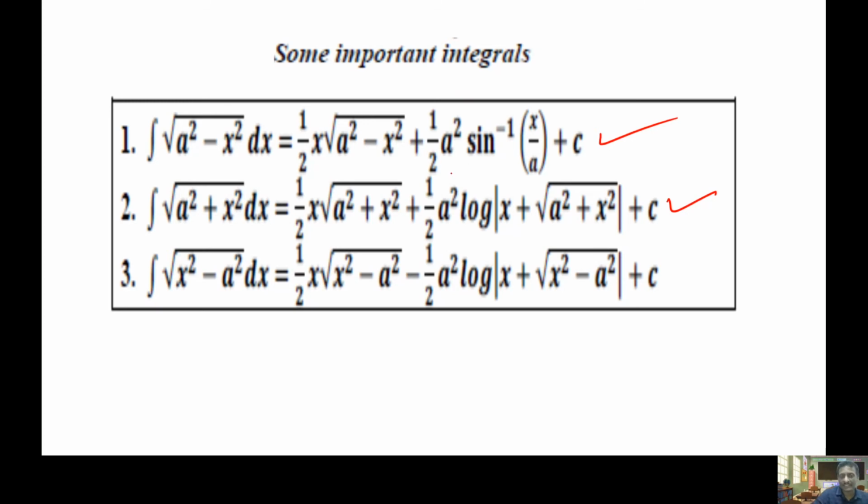You see the second portion, and these three. Actually, this is the integral portion of 1 by root a squared minus x squared. Here 1 by root a squared plus x squared, and here it is 1 by root x squared minus a squared.